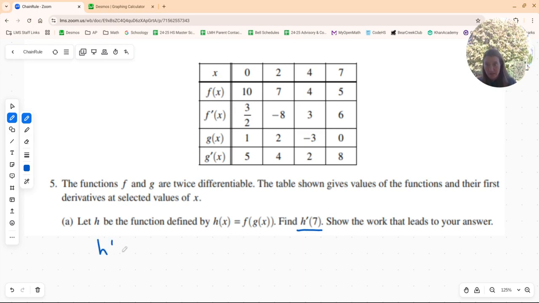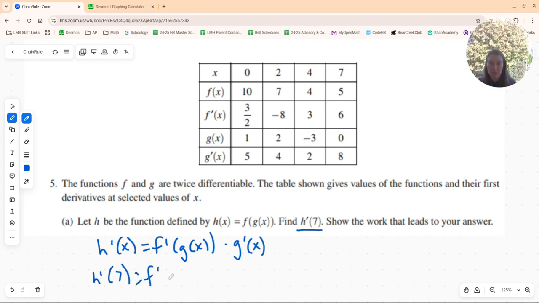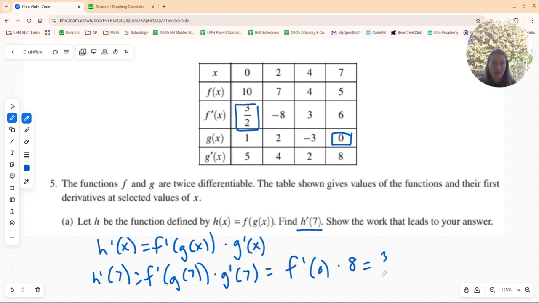And now you've been watching this video this whole time. You know that this is going to be the chain rule. F prime of g times g prime. So h prime of 7 will simply be f prime of g of 7 times g prime of 7. Okay, g of 7 is 0. G prime of 7 is 8. F prime of 0 is 3/2. 3/2 times 8 is my final answer. And again, if you really wanted to compute that, you should get 12 as your final answer there.